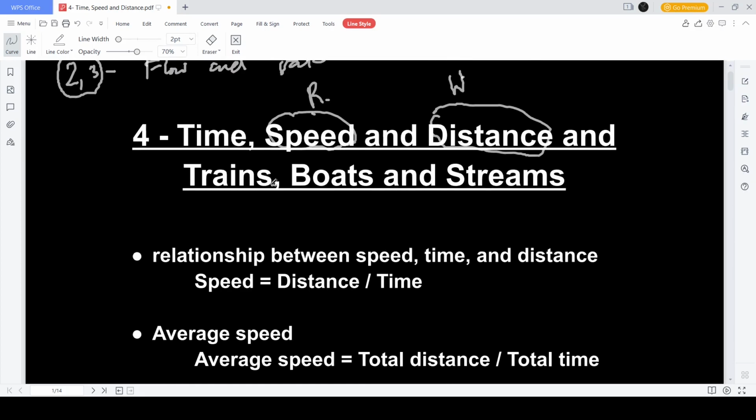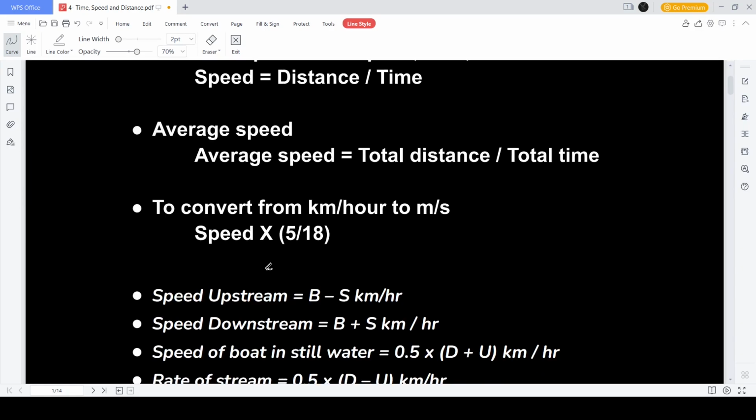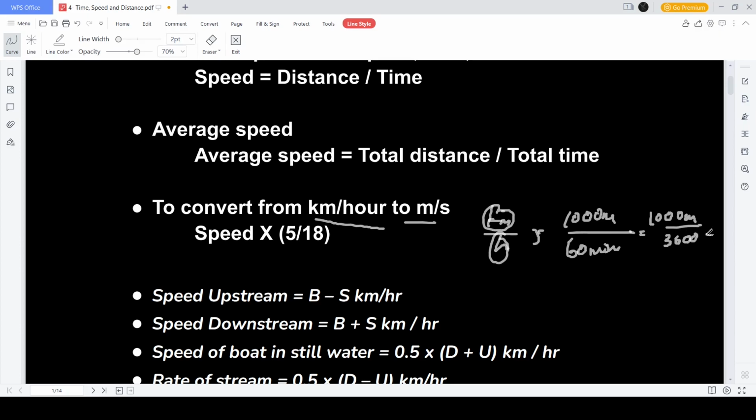Okay, so in the beginning you have a few facts: speed is distance by time, and average speed is total distance by total time. If you want to convert kilometer per hour into meter per second, then 1 kilometer is 1000 meters, and 1 hour is 60 minutes, so this is 1000 meters and this is 3600 seconds. So you have a multiplication factor of 1000 by 3600 into meter per second. Okay, so this is how it works.